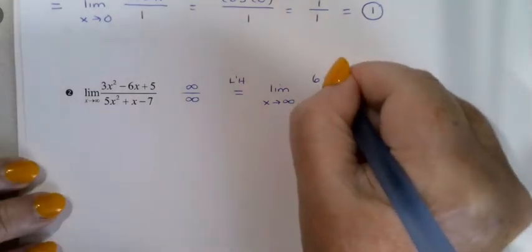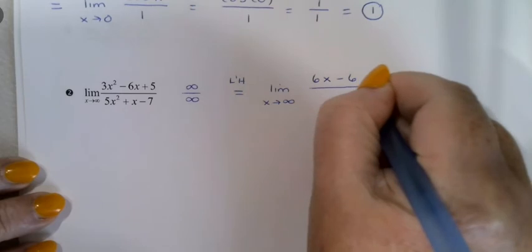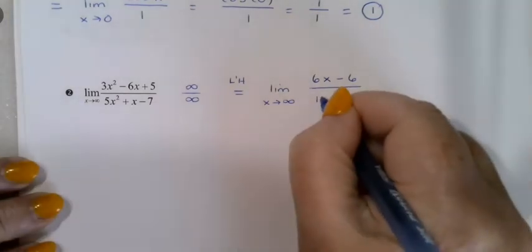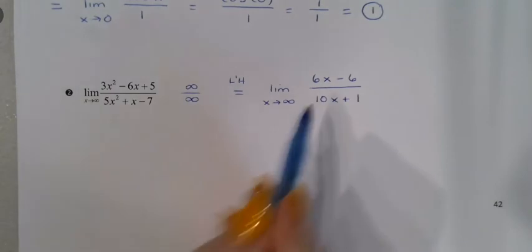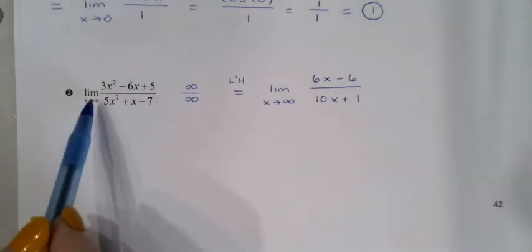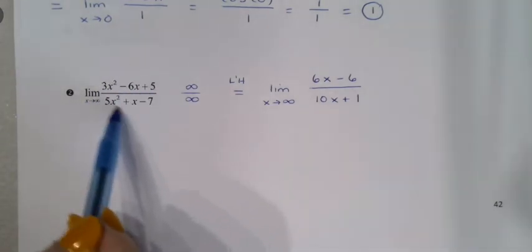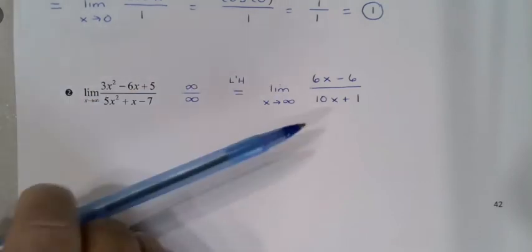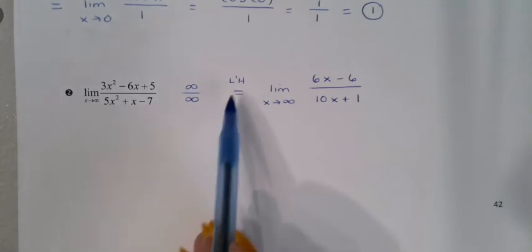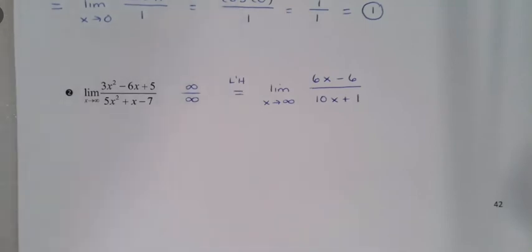That would be 6x minus 6 for the top and 10x plus 1 for the bottom. By the way, as I'm talking about this, I do want to call one thing to your attention. This is not a quotient rule, right? We're not finding the derivative of this original function. We are literally finding the derivative of the top and the derivative of the bottom using L'Hopital's rule. It's not the derivative of the original function.